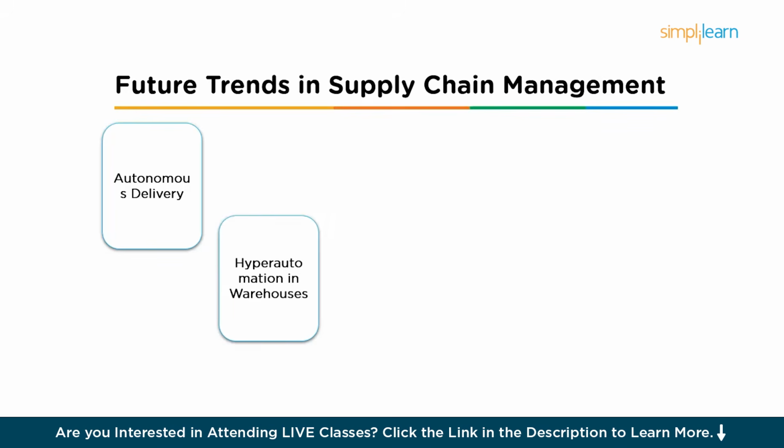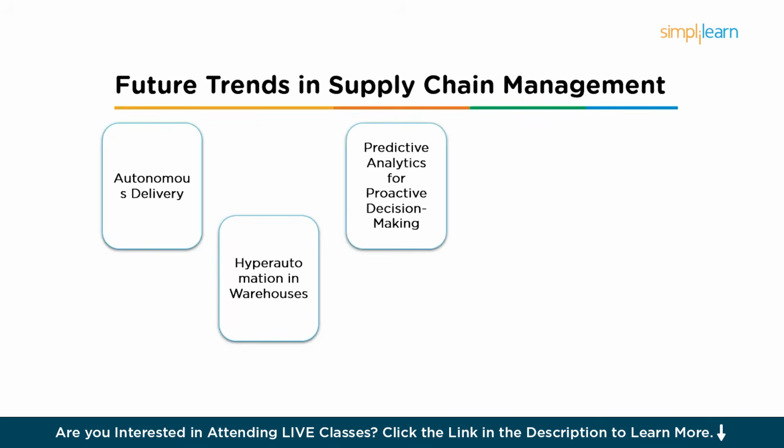Then comes hyper automation in warehouses, combining robotics, AI, and IoT to automate picking, packing, and sorting processes. Warehouses are becoming more efficient and scalable. Then comes predictive analytics for proactive decision making. Advanced analytics will enable supply chains to anticipate disruptions, optimize inventory, and plan for market changes before they happen.